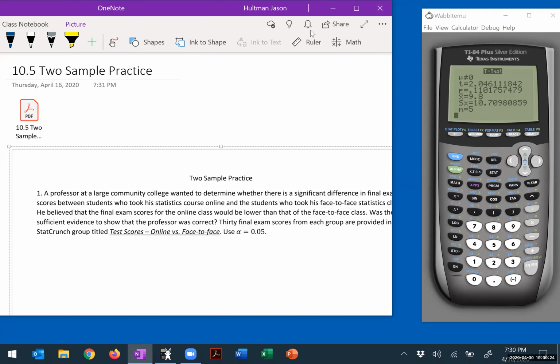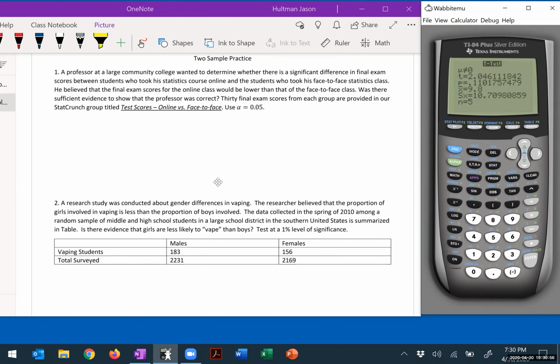Okay, let's go over our 2-sample practice here. A professor at a large community college wanted to determine whether there was a significant difference in the final exam scores between the students who took his statistics online class and the students who took his face-to-face statistics class. He believed the final exam scores for the online class would be lower than the face-to-face. Was there sufficient evidence to show the professor was correct? 30 final exam scores from each group are provided in StatCrunch.